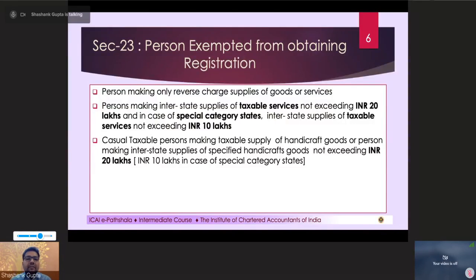Further, the persons exempted from obtaining registration are a person making only reverse charge supplies of goods or services, for example, advocates, for example, GTA service provider.